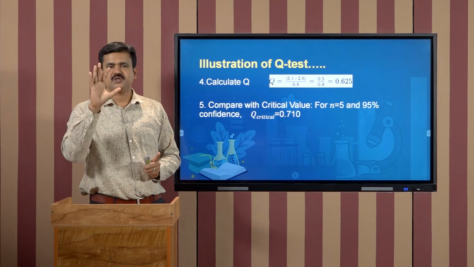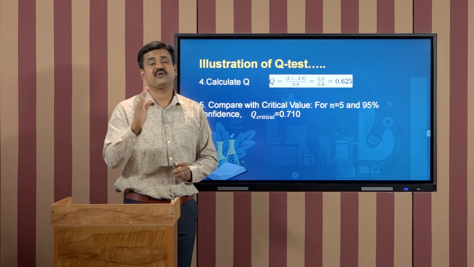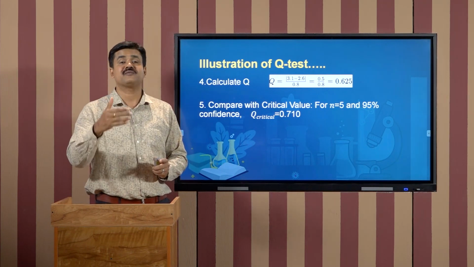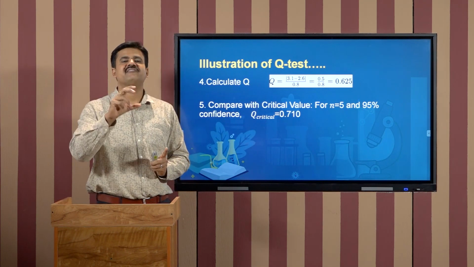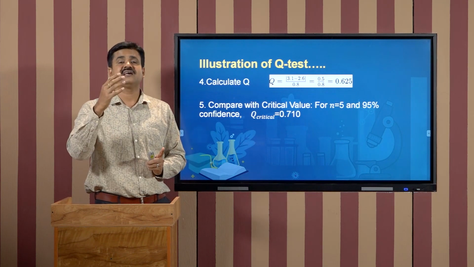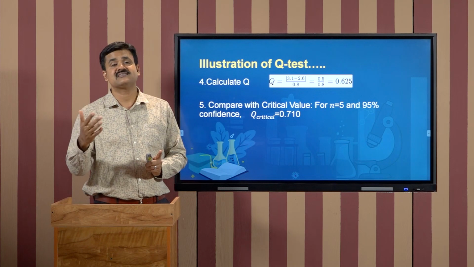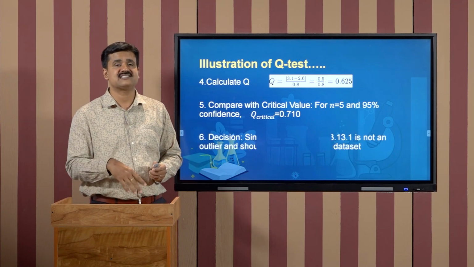So, now you have two values, one calculated Q value that is equal to 0.625 and one critical Q value that you got from the Q table as 0.710. By comparing these two Q values, you can take the decision whether the suspected outlier 3.1 is a real outlier or not, and that is the comparison step or the decision step.